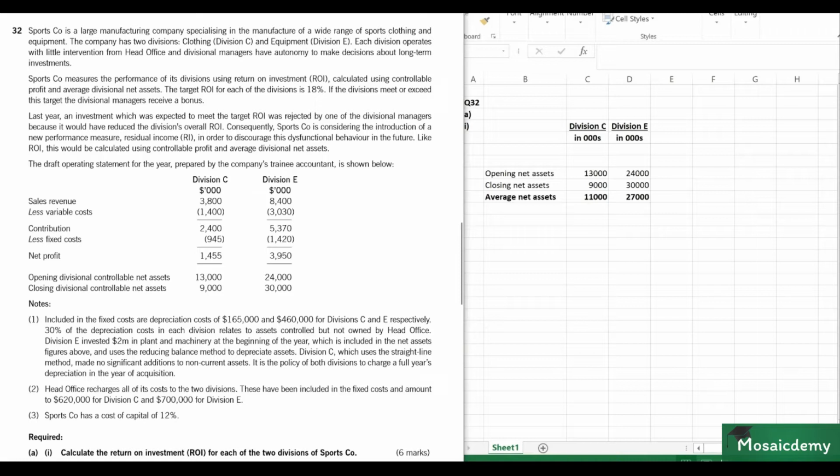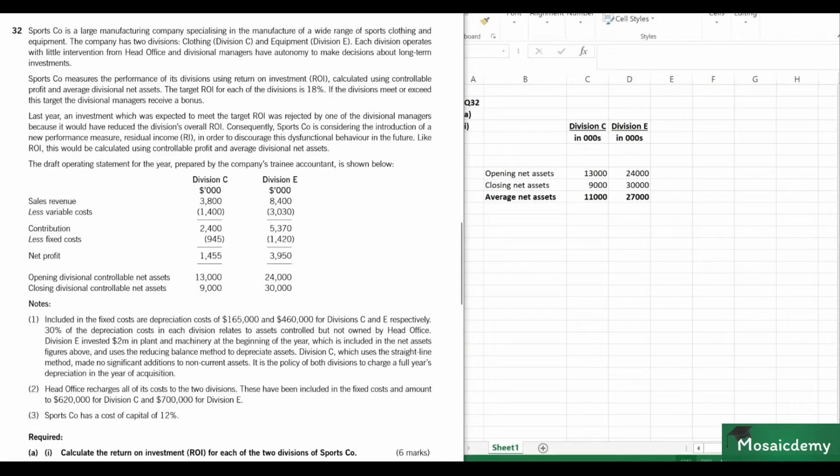Division E invested 2 million in plant and machinery at the beginning of the year, which is included in the net asset figures above, and it uses the reducing balance method to depreciate assets. Division C, which uses the straight line method, has made no significant additions to non-current assets. So this is the divisional manager who was complaining. And it is the policy of both divisions to charge a full year's depreciation in the year of acquisition.